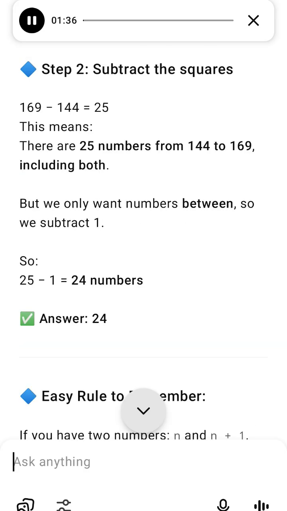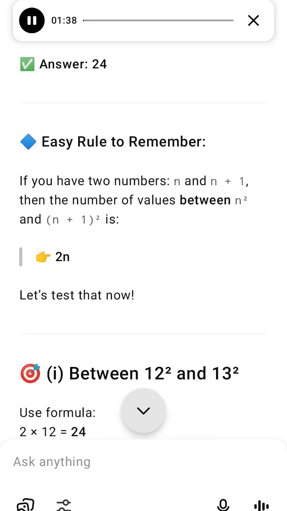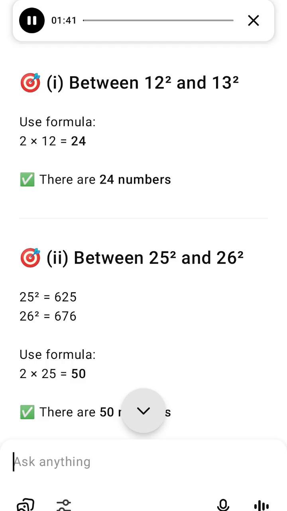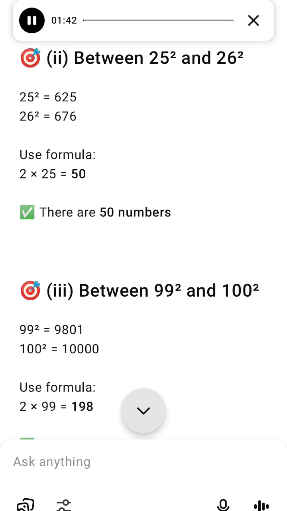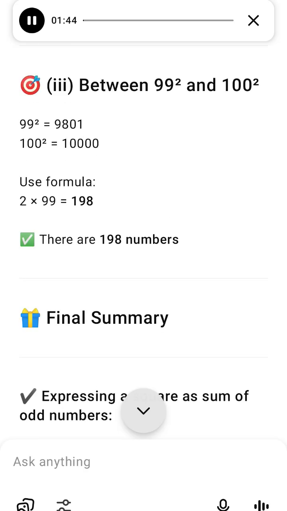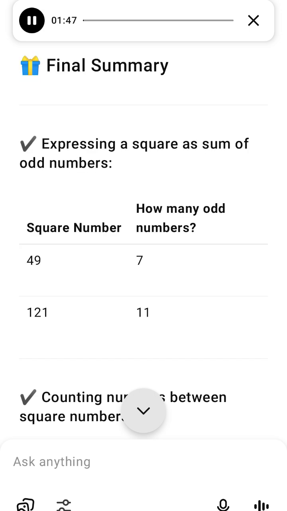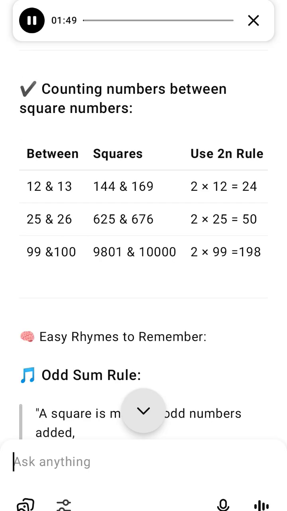Between 12 squared and 13 squared. Use the formula. 2 times 12 equals 24. There are 24 numbers. Between 25 squared and 26 squared: 25 squared equals 625, 26 squared equals 676. Use the formula. 2 times 25 equals 50. There are 50 numbers. Between 99 squared and 100 squared: 99 squared is 9,801, 100 squared equals 10,000. Use the formula. 2 times 99 equals 198 numbers.